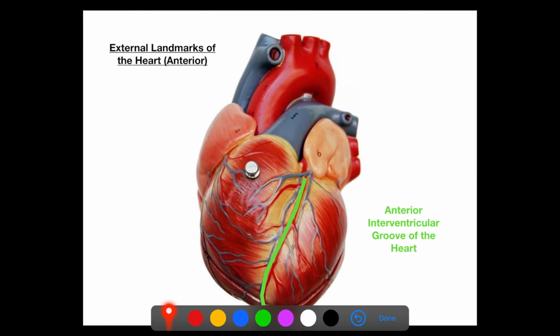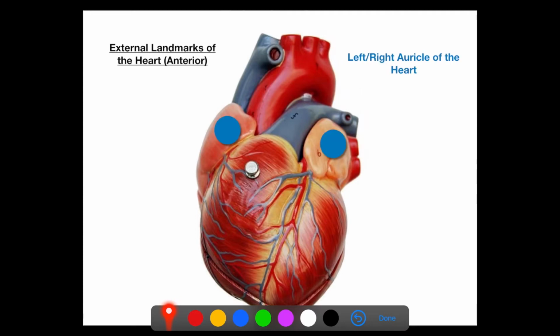But first we have these two last landmarks, which are located here. And these are called the left and right auricles of the heart. The reason why they're called auricles is because they look very similar to ears. So that's why they call them auricles, left and right auricles of the heart.